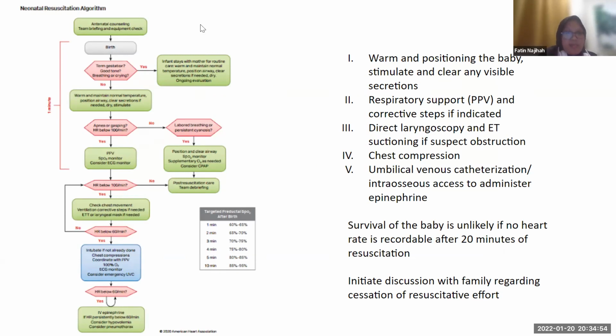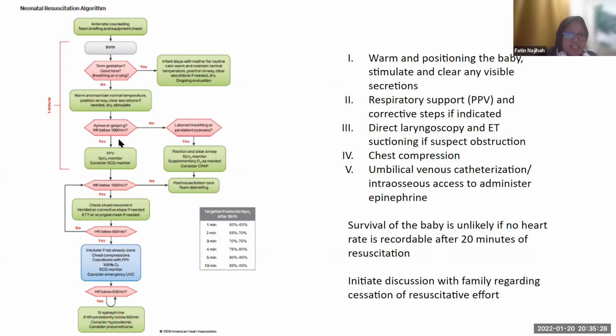Is the baby term, with good tone, and breathing? If the patient is born term with good tone and breathing, then the infant can stay with the mother. However, if the patient fails these three criteria, where either the patient is premature, or hypotonic, or not crying or breathing, then first we need to warm and position the baby, stimulate, and clear any visible secretions.